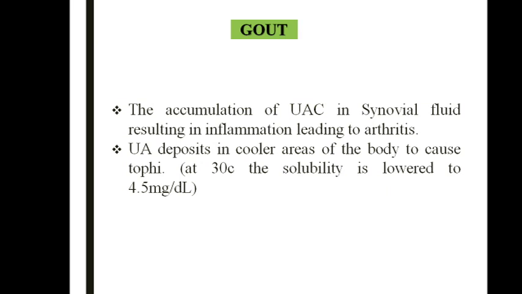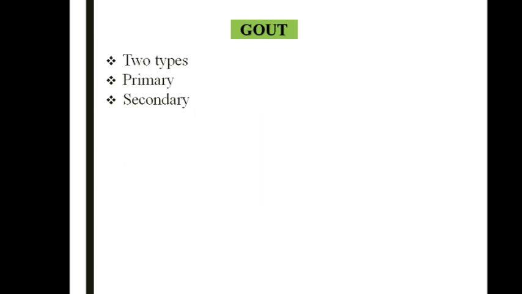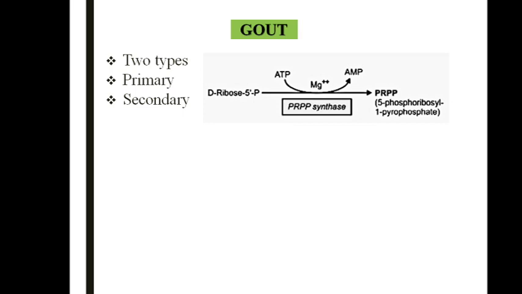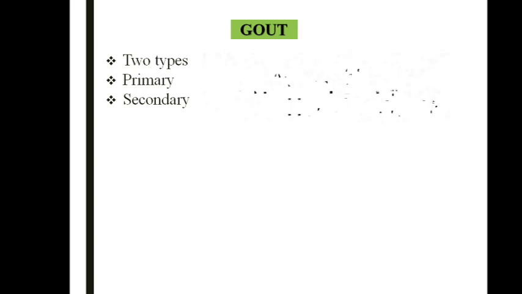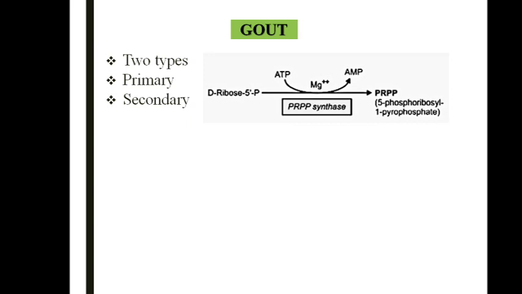So I already said it is depositing in the cooler areas of the body. Now there are two types of gout, that is primary and secondary gout. It's very, very important to differentiate between the primary and the secondary gout. Now what are the causes of primary? Once we say primary, most of the time it is an inherited defect, any defect in the enzyme levels. Now let us look into the enzymes which are defective or abnormal in this kind of patient with primary gout.